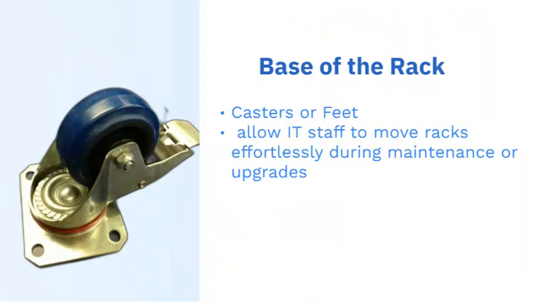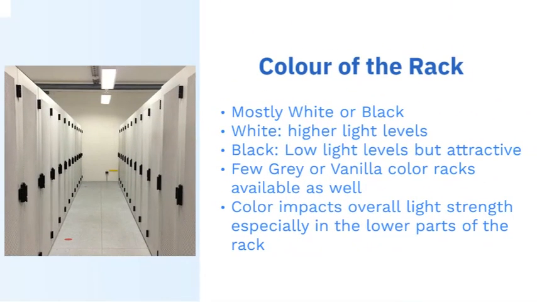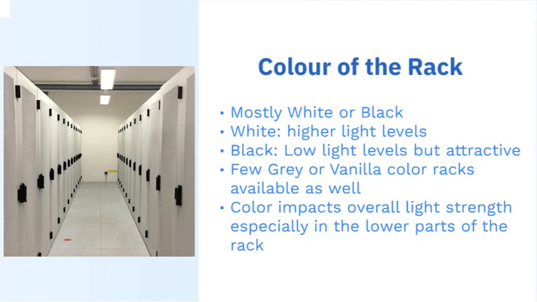Obviously, in a rack we use servers and other equipment. In case of maintenance, we used to move racks from one place to another, so it is better that we have casters or feet on the base of the rack. That allows IT staff to move racks effortlessly during maintenance or upgrades. Color of the rack: mostly they are white and black, or you will find most of them are black because they are attractive. But color impacts overall light strength, especially in the lower parts of the rack. You will find gray or vanilla color racks in the market as well.